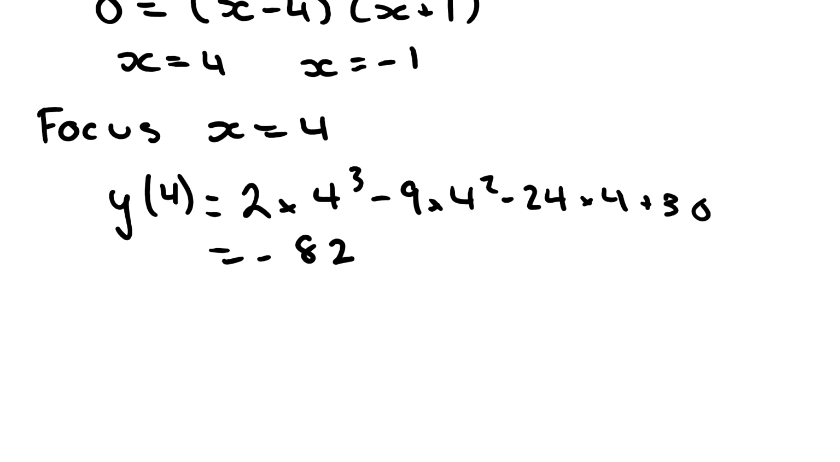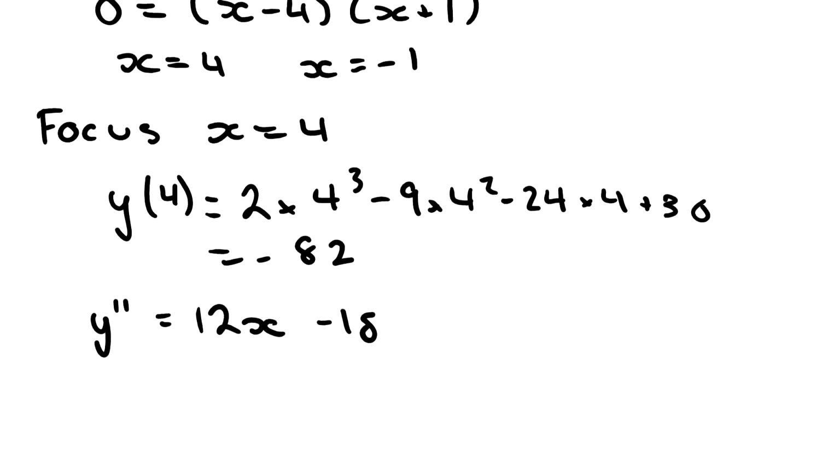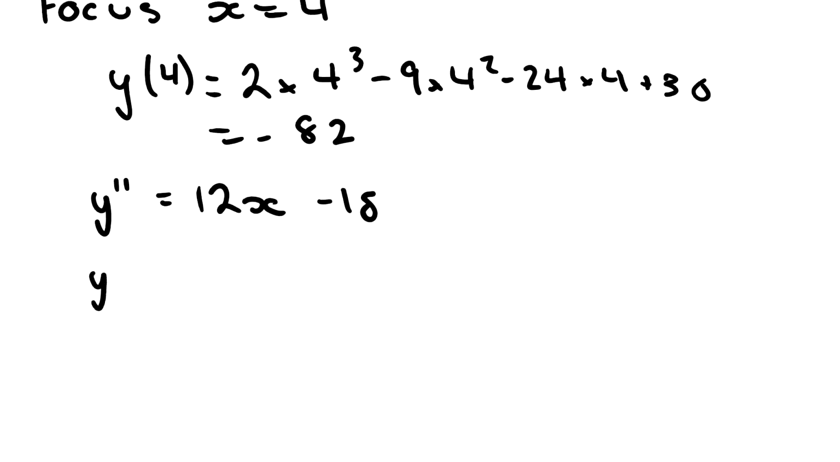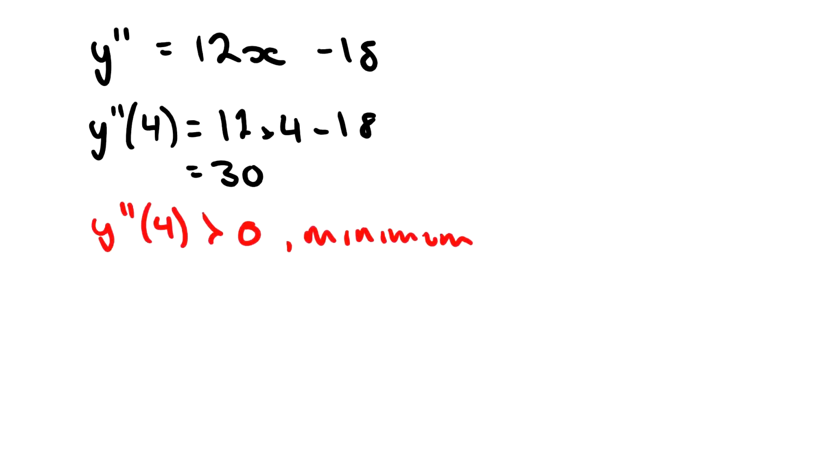We need to determine what its nature is. So let's find the second derivative. And that ends up being 12x minus 18. Now remember, all I'm doing there is differentiating my 6x squared minus 18x minus 24. We substitute in our x equals 4 here, so we get 12 times 4 minus 18, which equals 30. And since this here is greater than 0, we know we have a minimum.